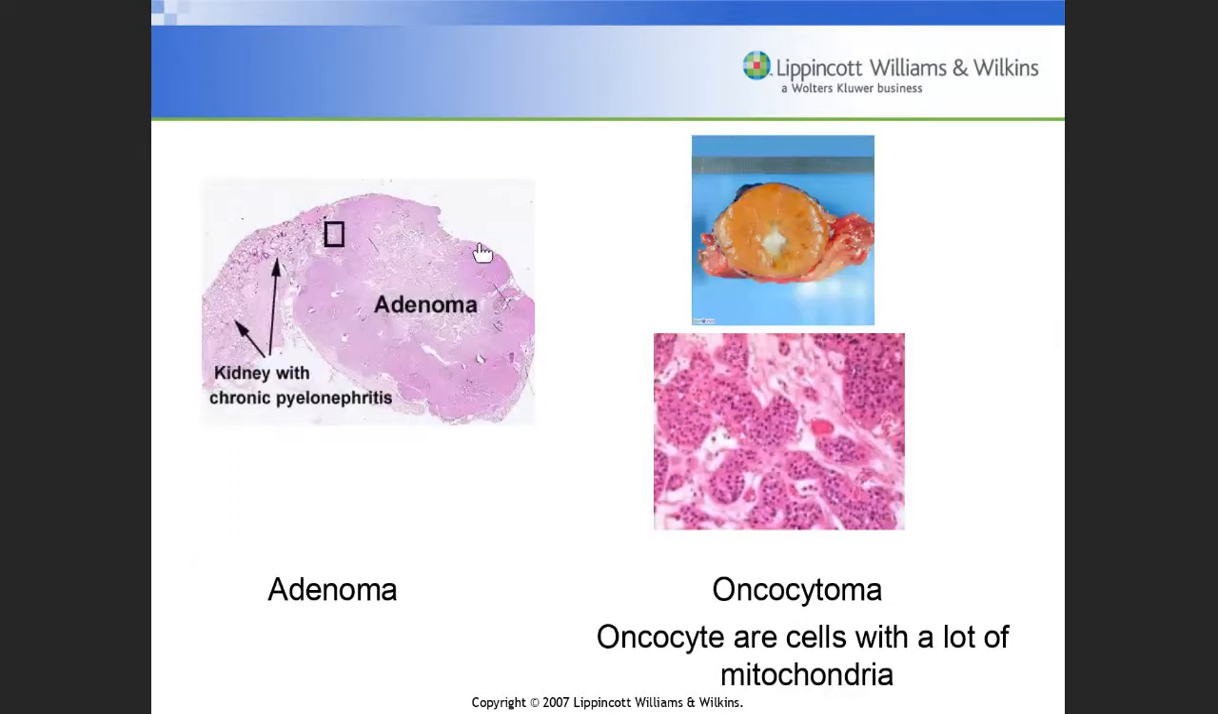All right, so the typical adenoma, glandular tumors, will look like this. Just glandular, benign. They grow really big. The other one is known as the oncocytoma, right? And oncocytoma is very characteristic in that you have a lot of mitochondria, okay? That's the key in these cells.